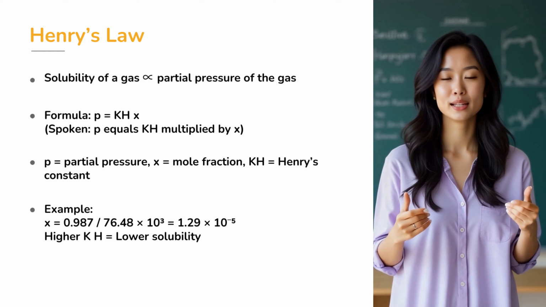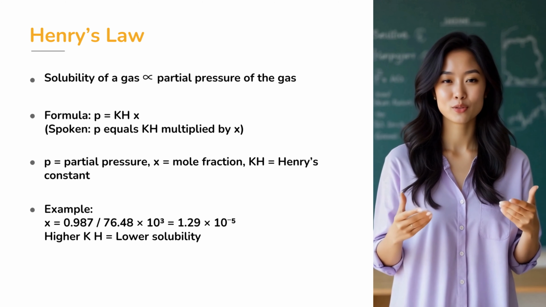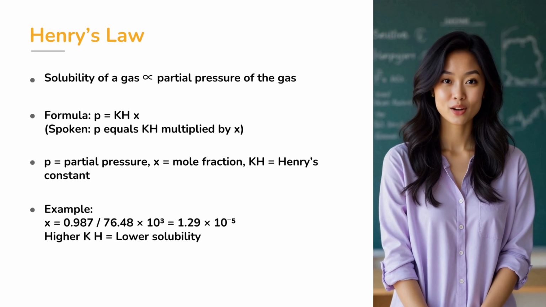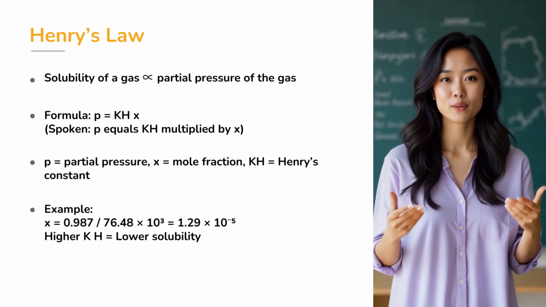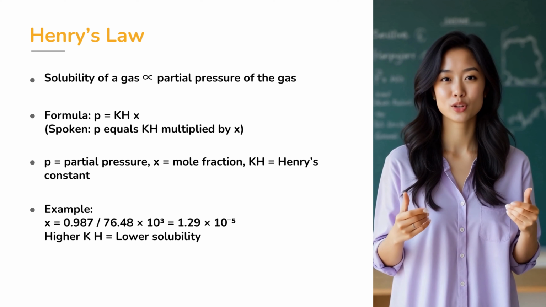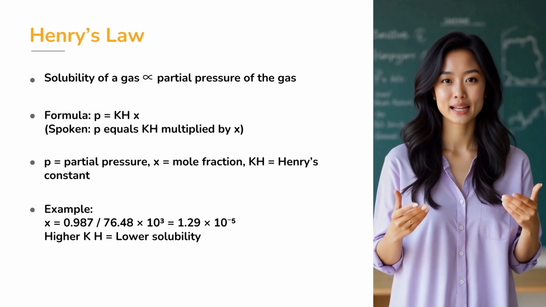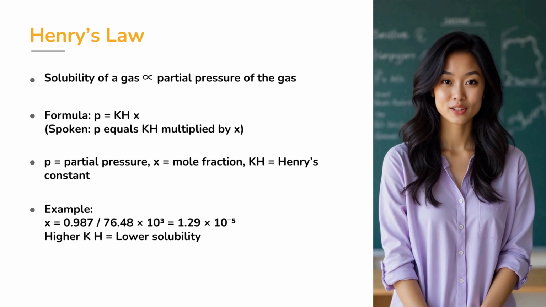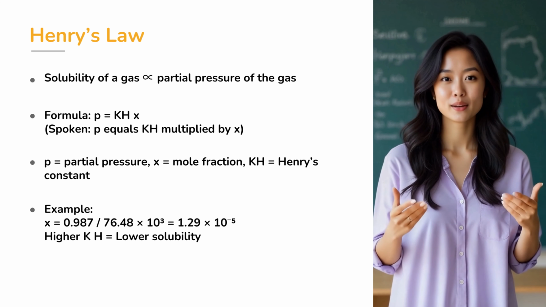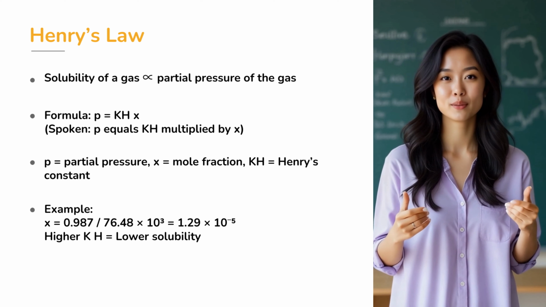Example from NCERT. If nitrogen exerts a partial pressure of 0.987 bar and Henry's constant for nitrogen at 293 Kelvin is 76.48 kilobar, the mole fraction is X equals 0.987 divided by 76.48 multiplied by 10 to the power 3, which equals 1.29 multiplied by 10 to the power minus 5. The higher the value of Kh, the lower the solubility.